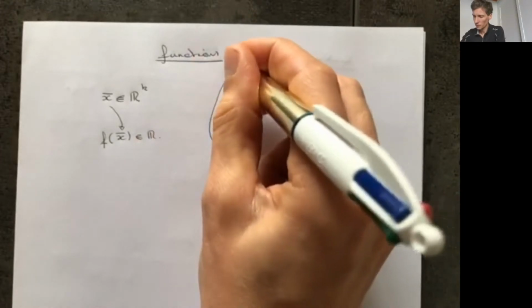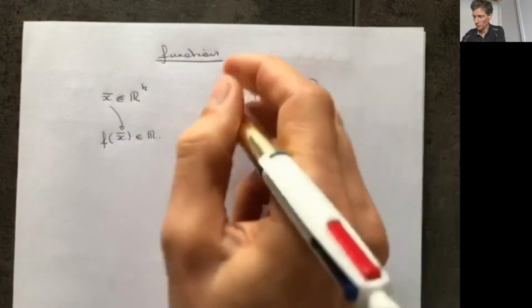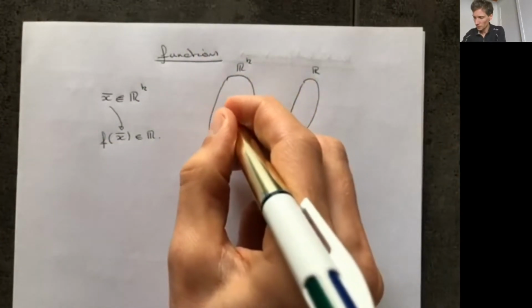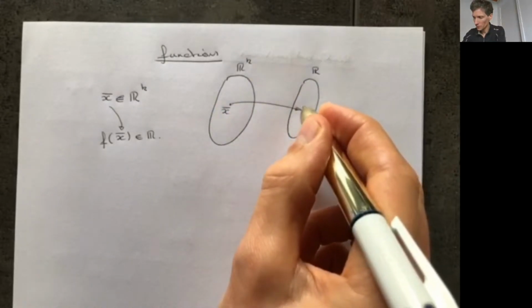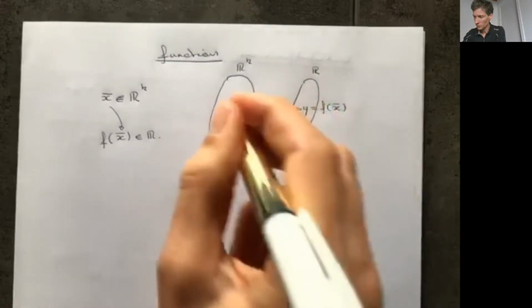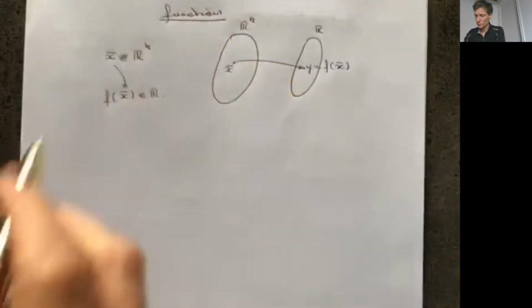So often we depict this as having two sets, Rk, which is the space of all vectors, and then you have R, and then you take a vector x and we map it to some number y, which is denoted by f of x. Okay, so what's particular about functions?